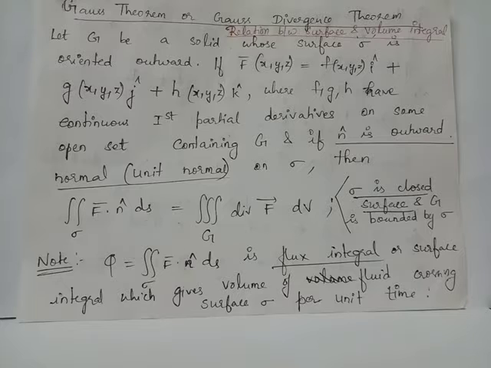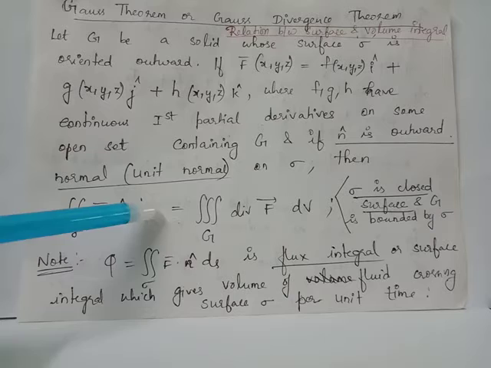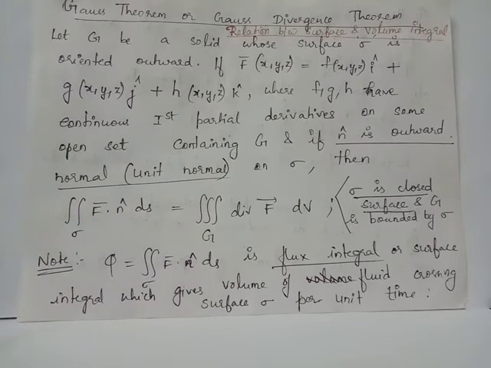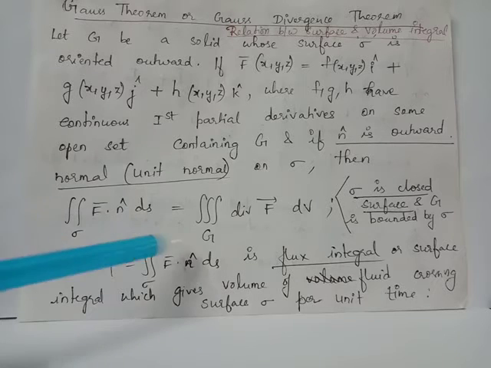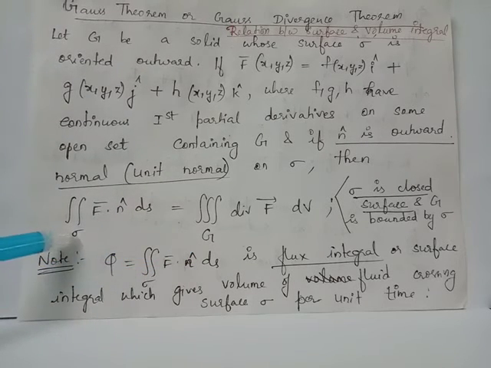Then the surface integral, double integral over sigma F bar dot n dS, can be equated to the volume integral, triple integral over G of divergence of F bar into dV. Notice that G is the solid and sigma is the closed surface which encloses the solid or bounds the solid.